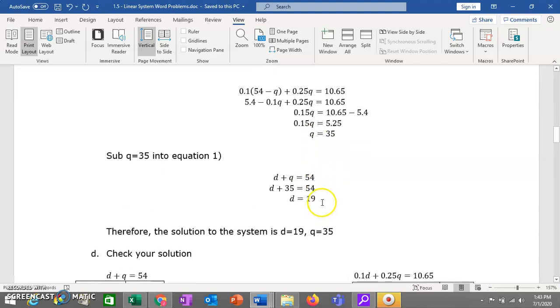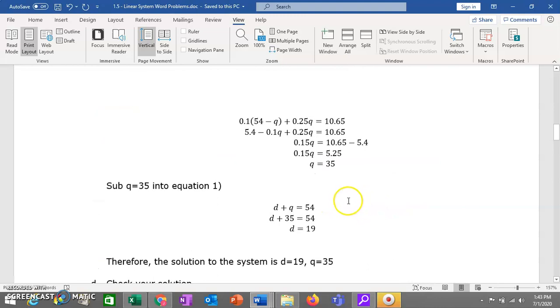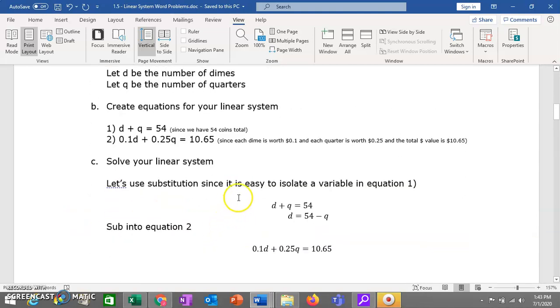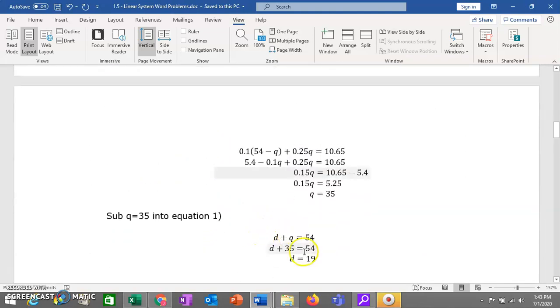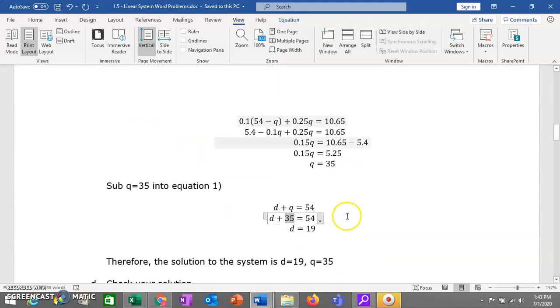So you can check your work like I've done here with a left side, right side check. And as we've said before, if you want to do more of an informal check, then you can just show me that if you put 19 and 35 into your second equation, that it works. Or you don't even have to do that, sorry, what you could do is just take the 35 and put it in for q into your second equation and solve for d. And when you solve, you should get the same number, 19.